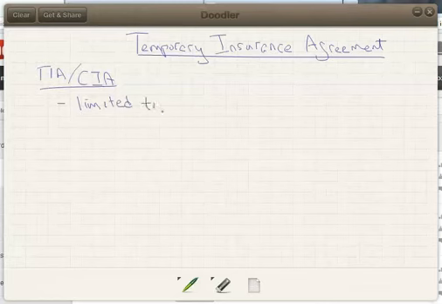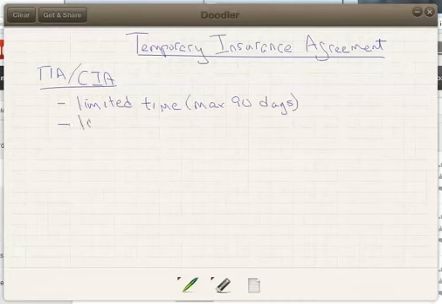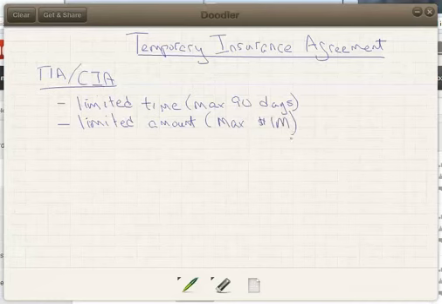Now what will happen is this insurance will be enforced typically for a limited amount of time. So it's not perpetual. It's very common to see this run out after, say, 90 days. That's not always the case. It's not universal, but that's pretty normal. And it will typically also be for a limited amount of insurance. Again, very common, but not always the case, that you would see a maximum of, let's say, $1 million of coverage under a TIA. So during this time that the TIA is in force, this person would be covered for $1 million, 90 days of coverage, pretty typical.